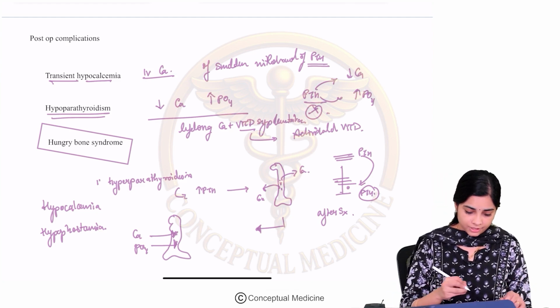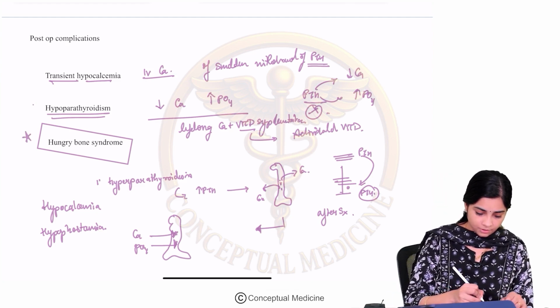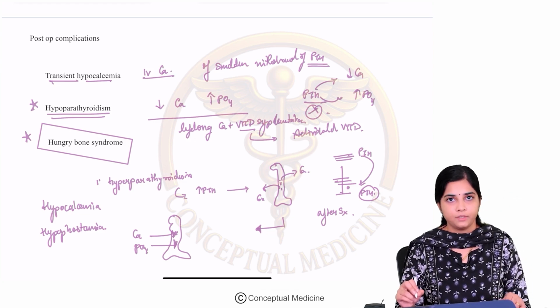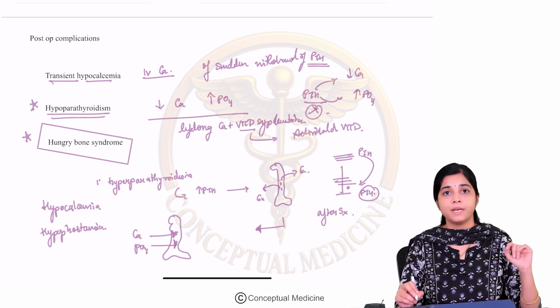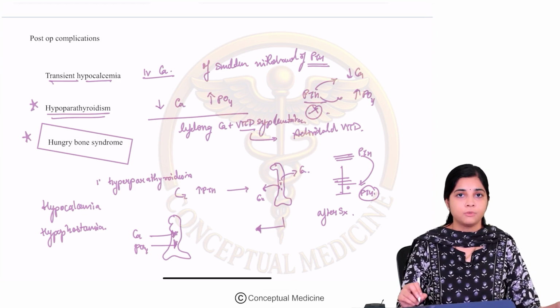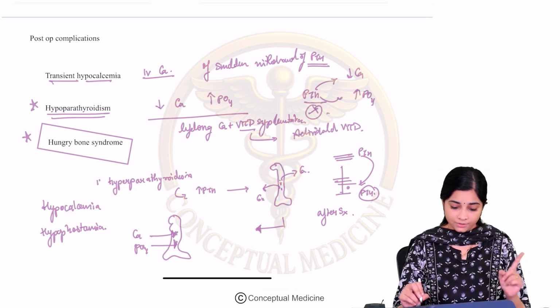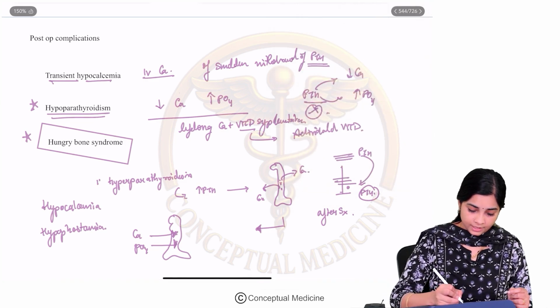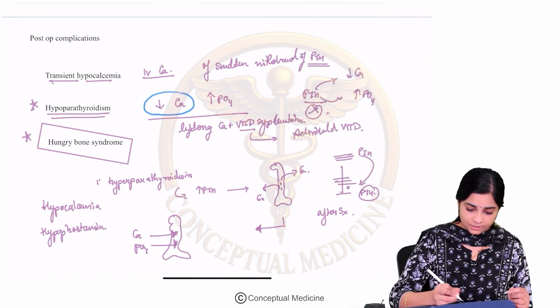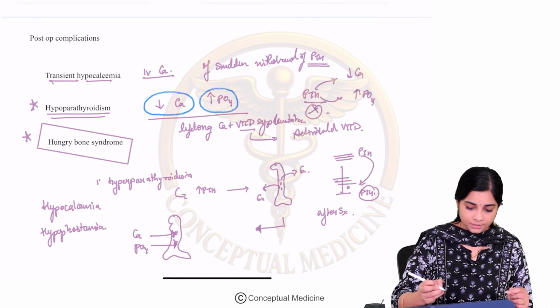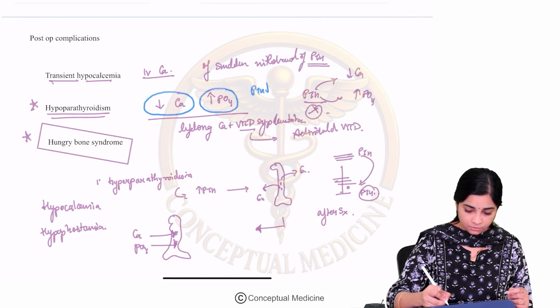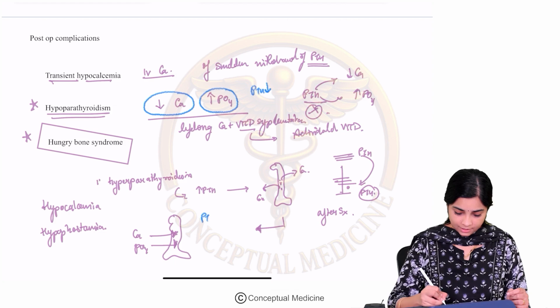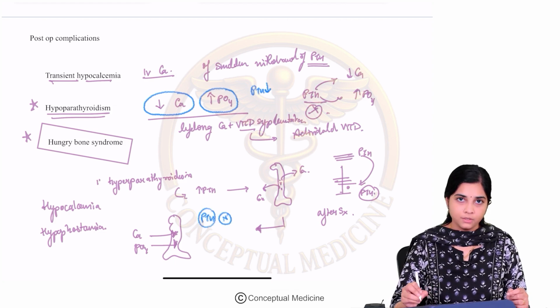So, how do you differentiate this hungry bone syndrome from your secondary hypopara? Is it that hypoparathyroidism is causing your low calcium, or is it your hungry bone syndrome? Can you see a very important difference? In hypopara, the calcium will be low, the phosphate will be high, PTH will be low. Here, the PTH level doesn't matter, it may be normal also.